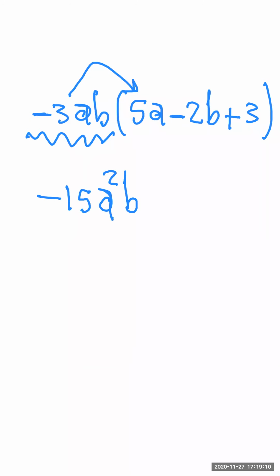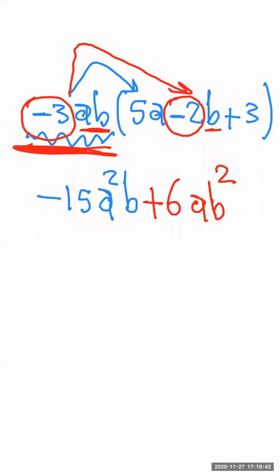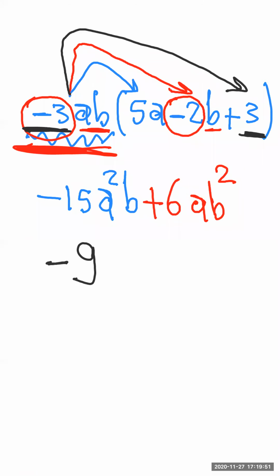Then what will be the next step? This term, which is outside the bracket, by the second term. Negative 3 times negative 2, take care about the signs, means positive 6. Then ab times b means a b squared. Then finally, that term again by the last one. Negative 3 times 3 means a negative 9, negative 9ab.